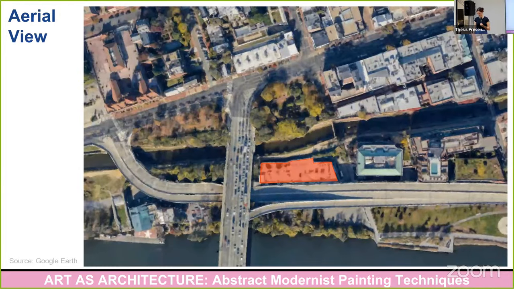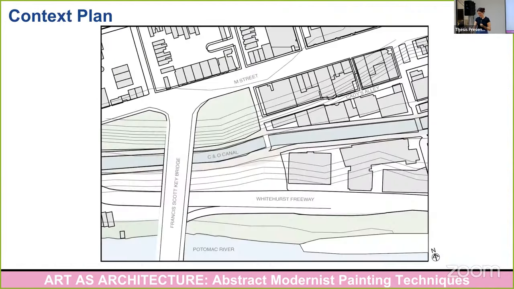And here's an aerial view of the site. Here you can see where the site is in relation to nearby areas like M Street, Caddy's Alley, the C&O Canal, the Georgetown waterfront, and the freeway.